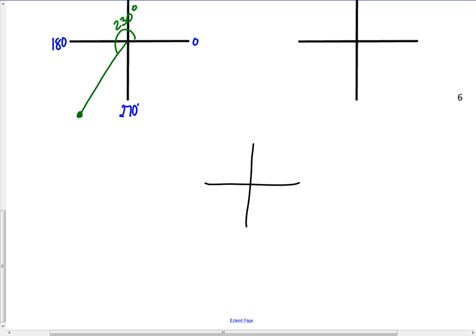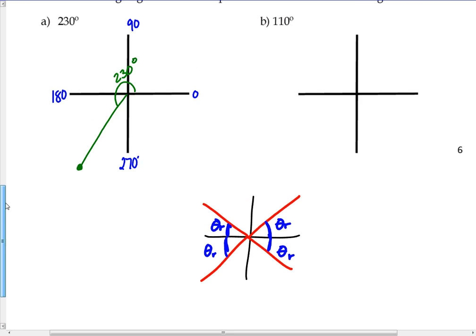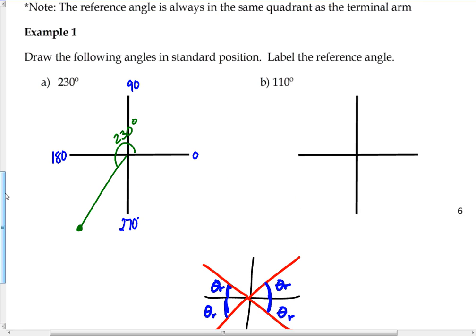Let's try this again. Here are my different terminal arms. Our reference angle will always be just like the bow tie. These are our reference angles. You can have a reference angle here, here, here, and here. It's between the terminal arm and the x-axis, always. And there's a really good reason for it, and we're going to discover that soon. So make the bow tie. Those are where our reference angles are, within the bow tie. So with this first example, our reference angle would be between the terminal arm and 180 degrees. That's where our reference angle is, always.